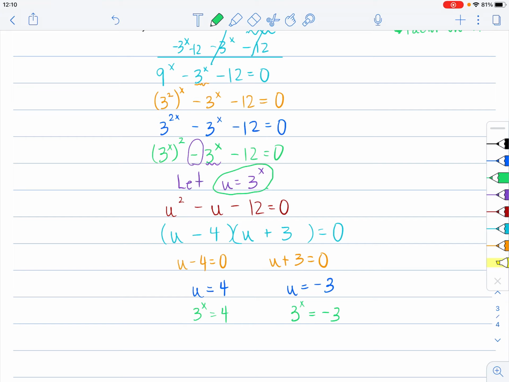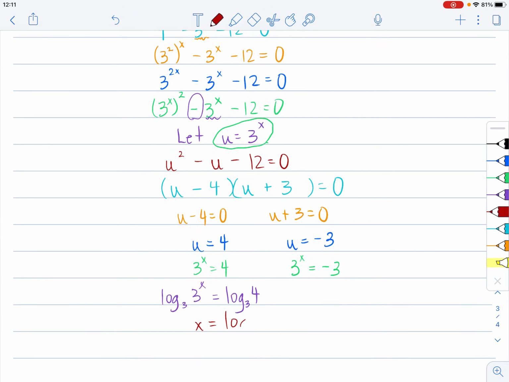And can I write both? I only have one guy with x in his exponent. Can I write both sides in base 3? 4 cannot be written as a base 3. And so that is why I'm going to log base 3. 3 to the x equals log base 3 of 4. Log base 3 of 3 to the x cancels and x falls out. That's going to equal log base 3 of 4.